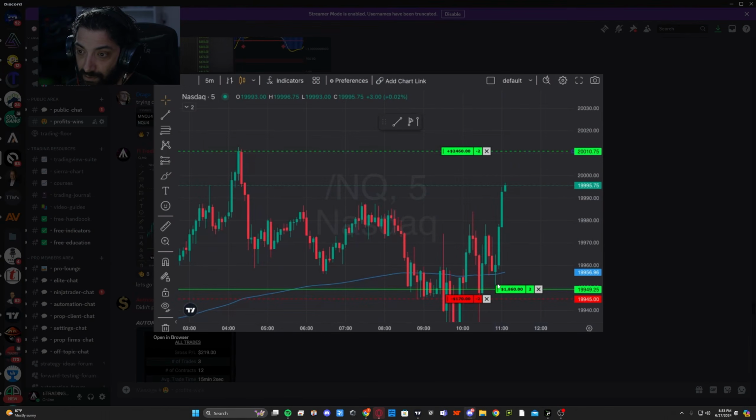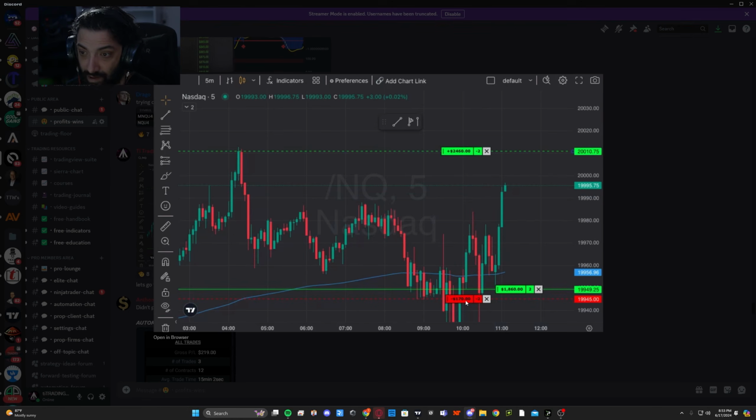So that was a beautiful trade. Got it off this level. Literally, that is my stop right there. That was my stop after we pushed back up. I got in at this level and I just let it go.